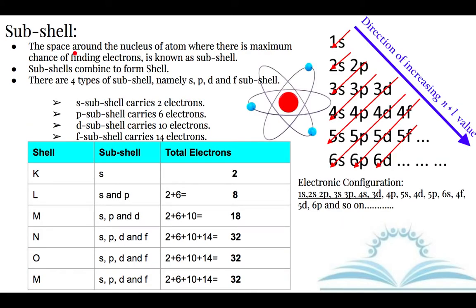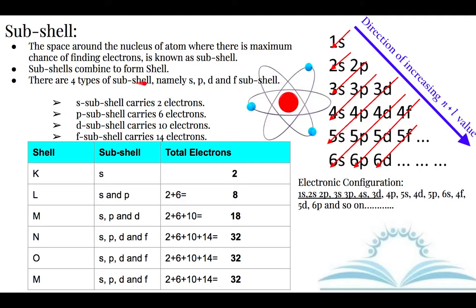Now let's talk about subshell. This is a model of atomic structure. The central part of the atom is called the nucleus, and around the nucleus we find electrons revolving in a particular space. That is the space where there is maximum chance of finding the electron, and it is called subshell or orbital. By the combination of many subshells, a shell or orbit is made up.